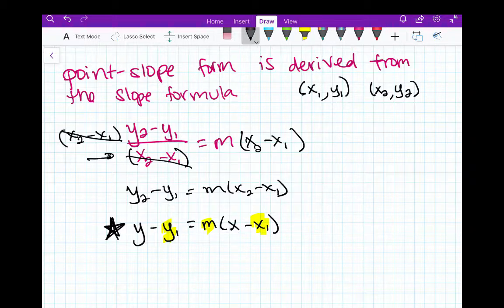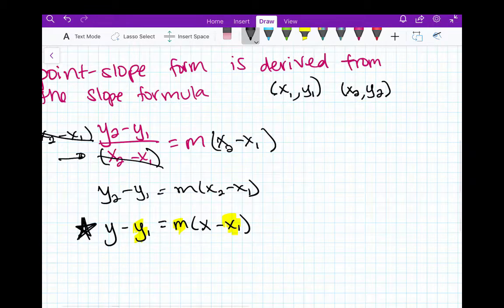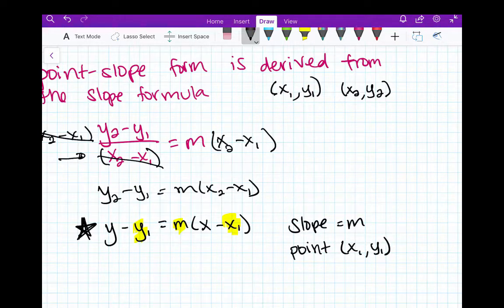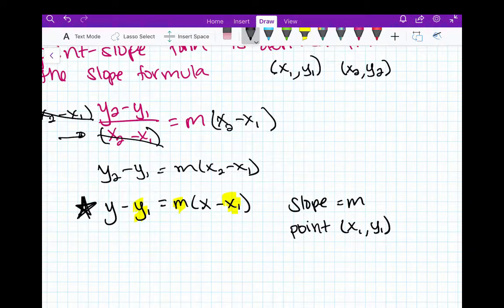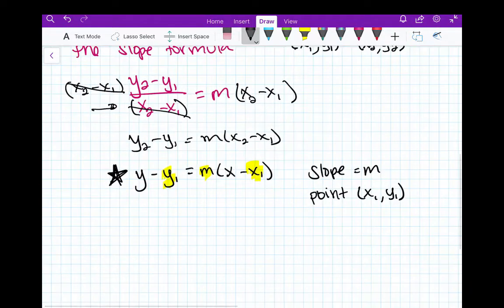So in order to write an equation in point-slope form, I need the slope, which is m, and I need a point. Now, this does not have to be the y-intercept. It can be any point on the line. In fact, it usually is not the y-intercept, because if it was the y-intercept, you would just use slope-intercept form.